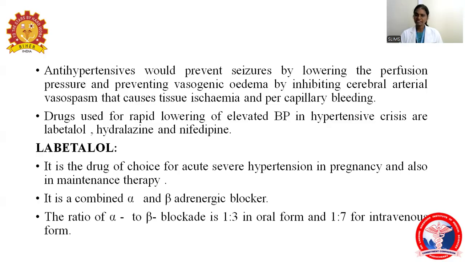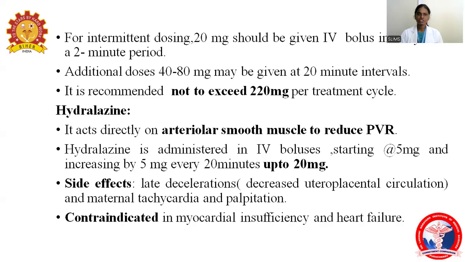Drugs used for rapidly lowering the increased BP include IV labetalol, hydralazine, and nifedipine. The first drug of choice for acute severe hypertension in pregnancy and also in maintenance therapy is labetalol. It is a combined alpha and beta adrenergic blocker. The ratio of alpha to beta blockade is 1:3 in the oral form and 1:7 in the intravenous form. For intermittent dosing, 20 mg should be given as an IV bolus over a 2-minute period. An additional dose of 40 to 80 mg may be given at 20 minute intervals. It is recommended not to exceed 220 milligrams per treatment cycle.